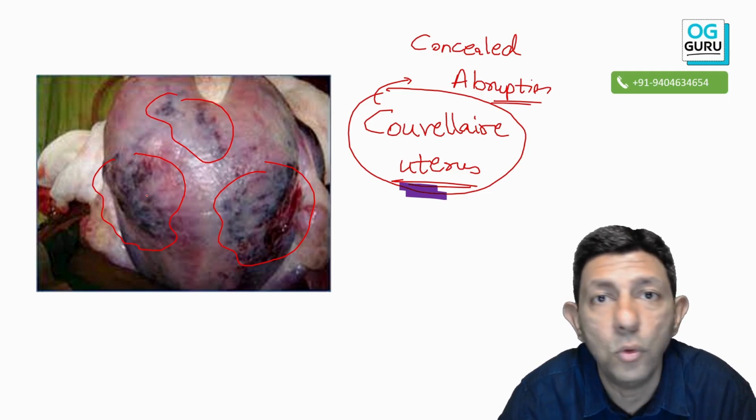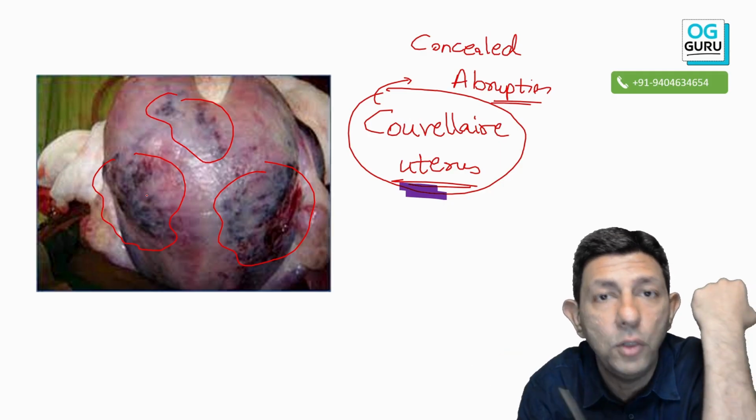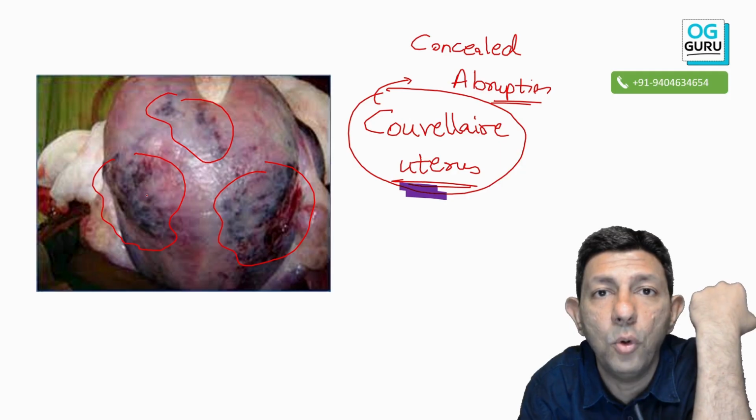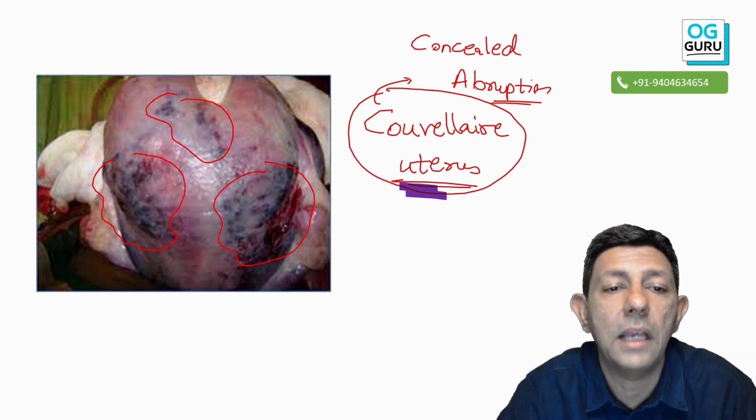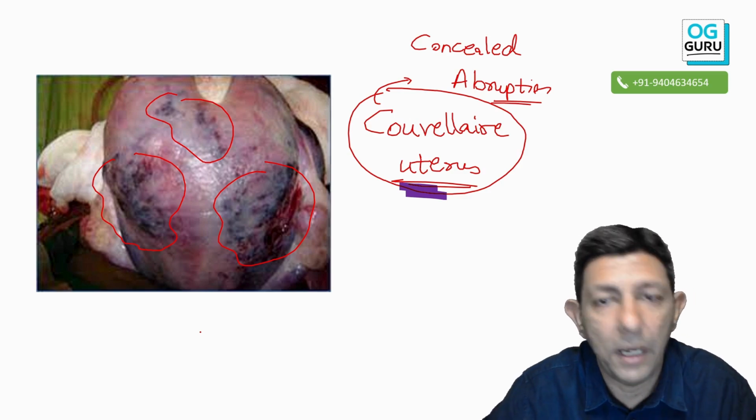Any student told me, sir, remove the uterus. No, wrong. The blue color will go away on its own, it's like a bruise, like how when you fall down you get a bruise, the bluish purplish color will be fine. This will also resolve on its own and no treatment as such is required.